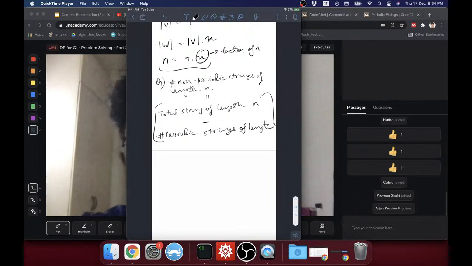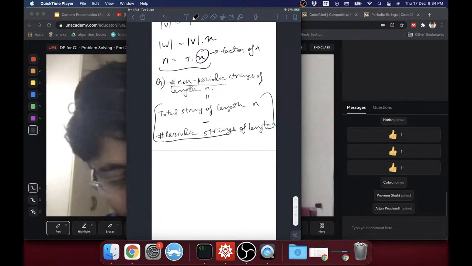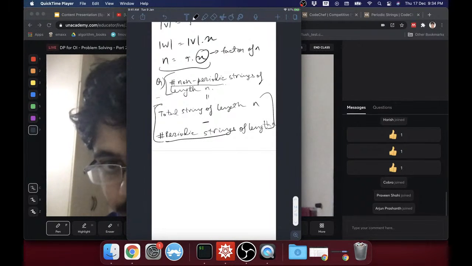I'm just saying take all the strings and subtract the number of periodic strings. This is the same as saying I calculate the number of non-periodic strings. Firstly, do people agree that this is true? Calculating this thing and calculating this thing are the same. I'm going to show that calculating the second thing is actually easier.